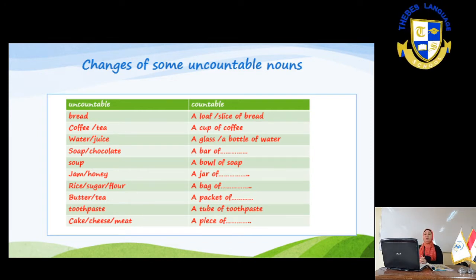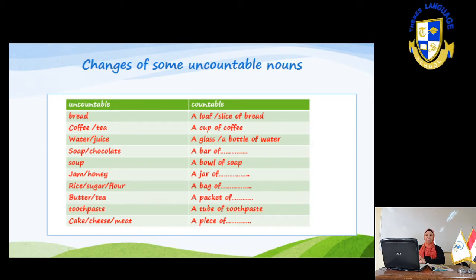Another uncountable noun, coffee or tea. I don't say I have a coffee. No, I say I have a cup of coffee, or I want a cup of coffee, not I want a coffee. This is wrong. Okay. Water and juice. How can you change it from uncountable to a countable noun? You change it like that. A glass of water or a bottle of water. I have 2 bottles of water. I have 3 cups of or glasses of juice, like that.